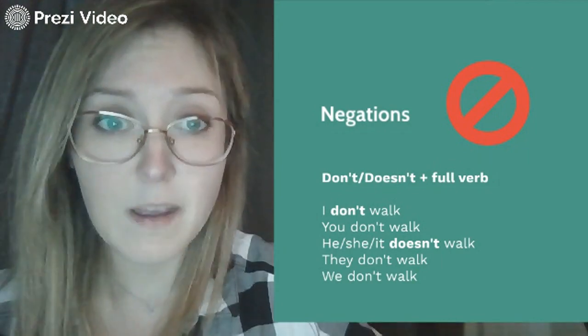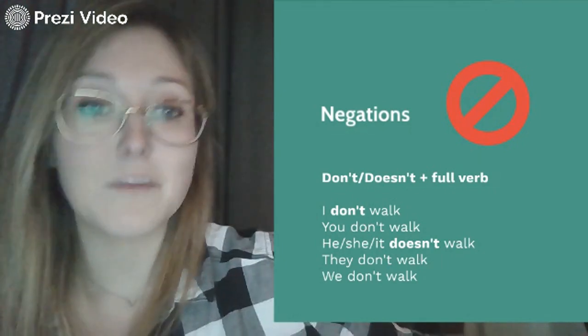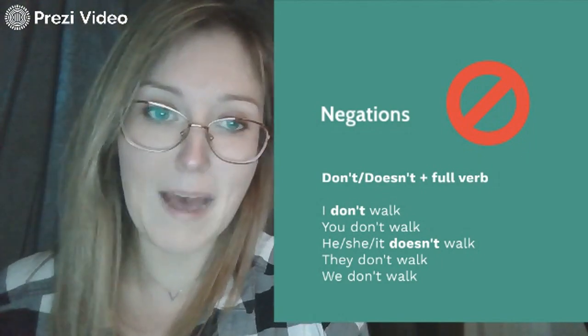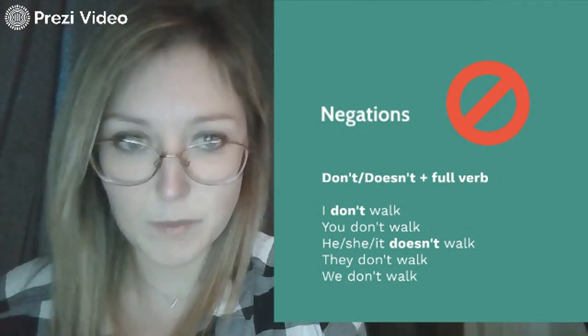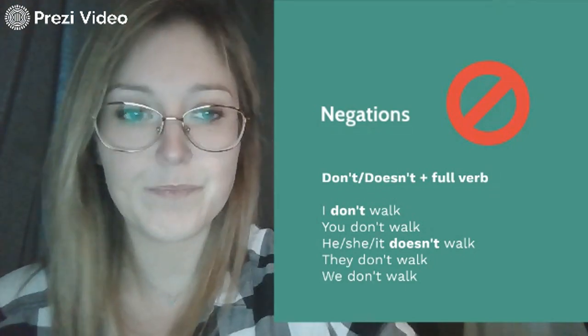For negations, again, I don't walk, you don't walk, they don't walk, we don't walk. They all look the same. And the only thing that's different is for he, she, and it, because there it becomes doesn't walk. So he doesn't walk. The man doesn't walk. The woman doesn't walk. The dog doesn't walk.